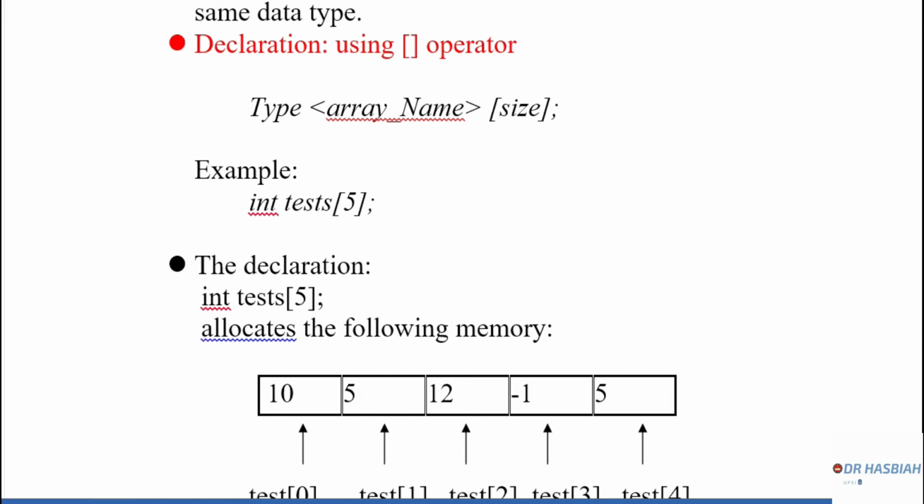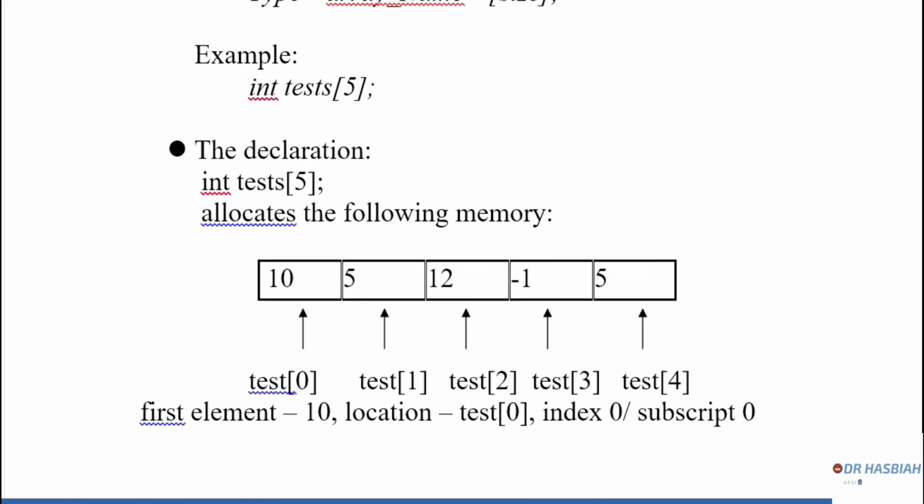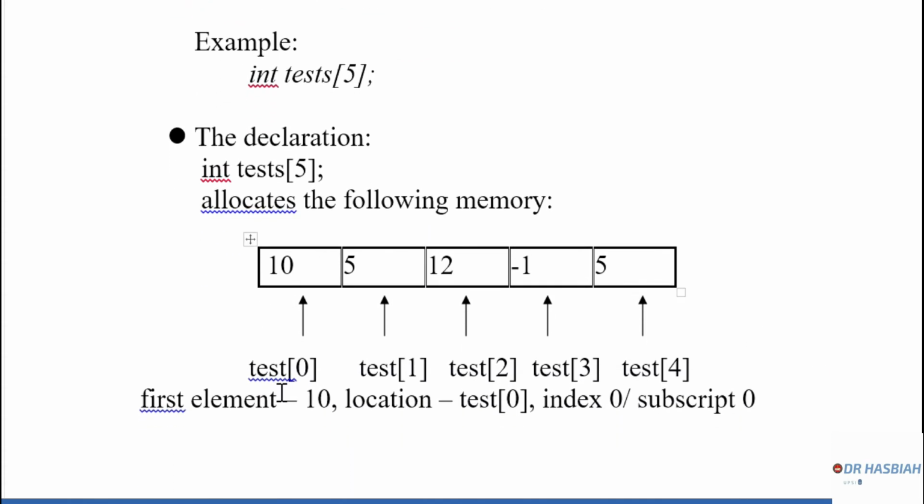If you see in these boxes, let's say I have already put the values in the boxes: 10, 5, 12, minus 1 and 5. After this, we are going to see how to input the values in these boxes. In this case, I have already put in all the values.